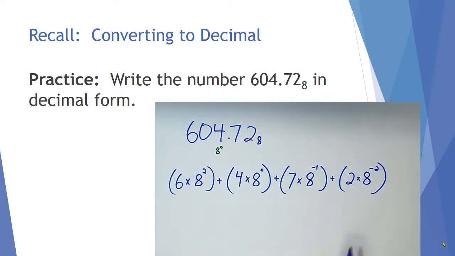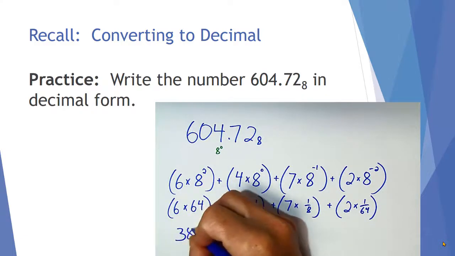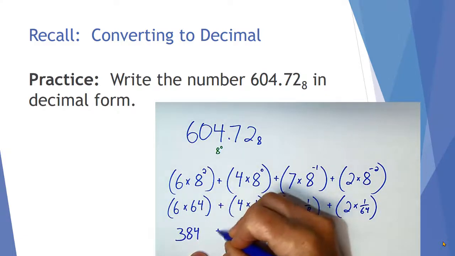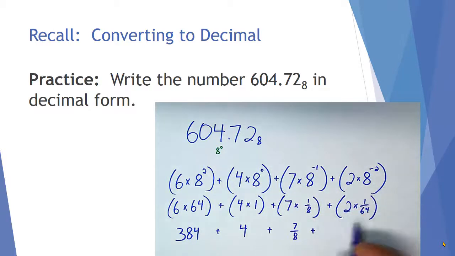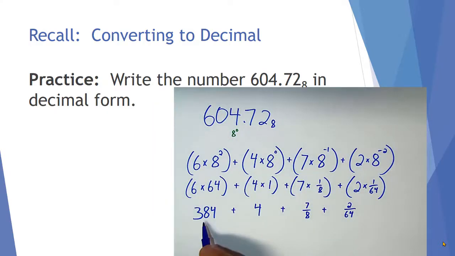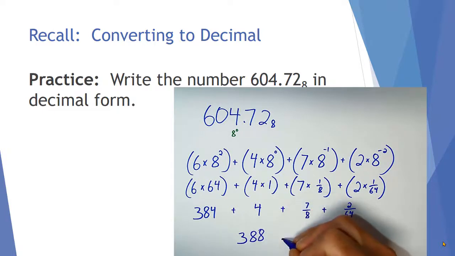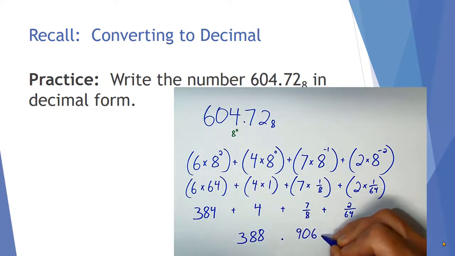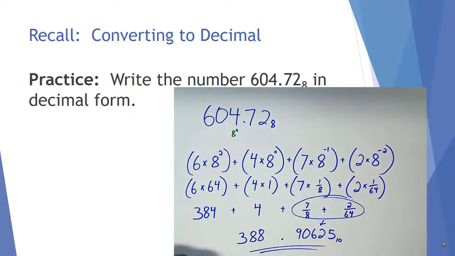We can figure out what those values are worth. So we have 6 times 64, that's 384. We have 4 times 1, which is 4. We have 7 times 1/8, which is 7/8. And we have 2 times 1/64, that's 2/64, which of course you could reduce, but we don't really need to. And so our number in base 10 will be 384 plus 4, that's 388.90625 when we convert those fractions into a decimal. And that is now base 10, and you've performed the conversion.